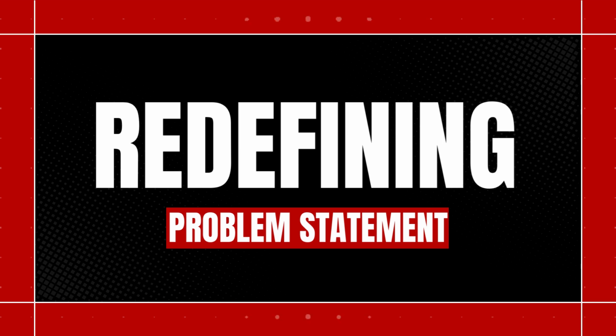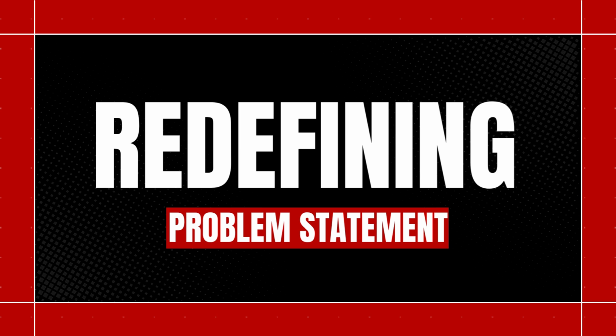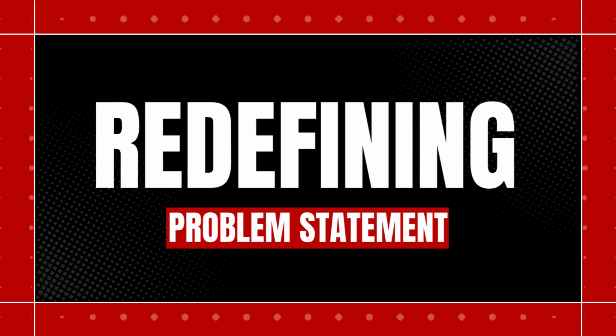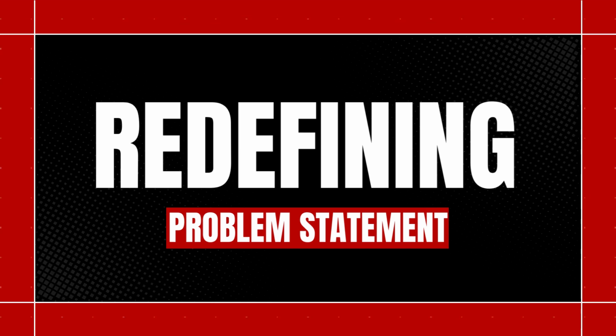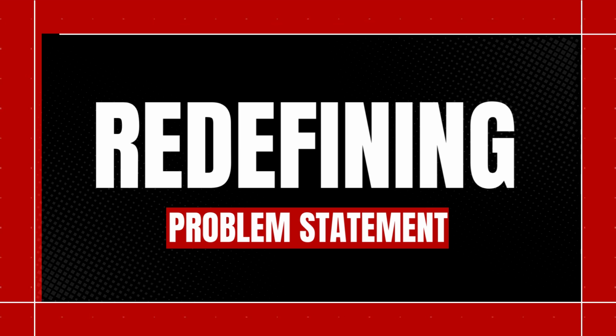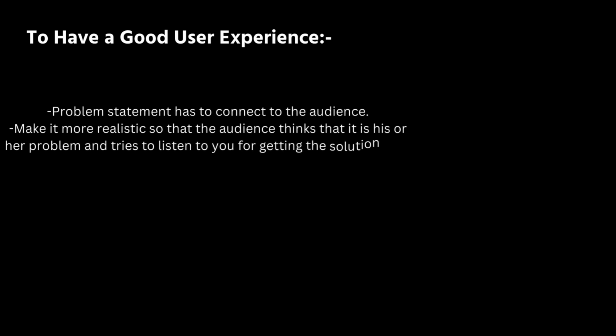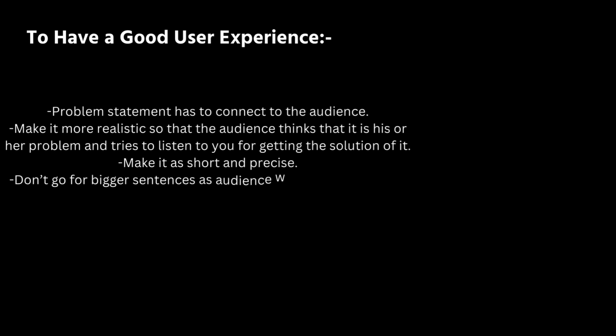This is a very, very important procedure of defining a problem statement, because this is the first thing the audience is going to listen to. Now again we discussed here in class that whatever instructions we give, ChatGPT gives us output, but to have a good user experience, this problem statement has to connect to the audience. So you have to make it more realistic so that the audience thinks that it is his or her problem and tries to listen to you for getting the solution of it.